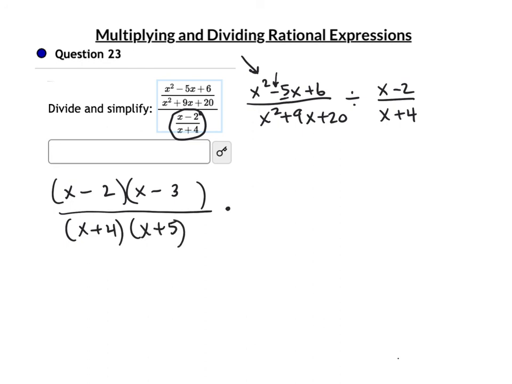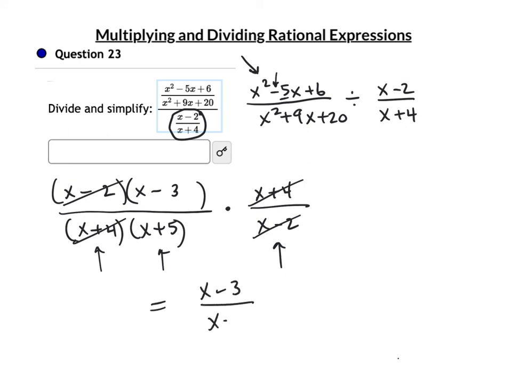I'm going to flip that second fraction. The x plus 4 goes up top, and the x minus 2 below. The restrictions would be here, x can't be negative 4, here x can't be negative 5, and here x can't be 2. They don't ask for them though, so we can just cancel. Cancel the x plus 4s, cancel the x minus 2s, and I'm left with x minus 3 over x plus 5.